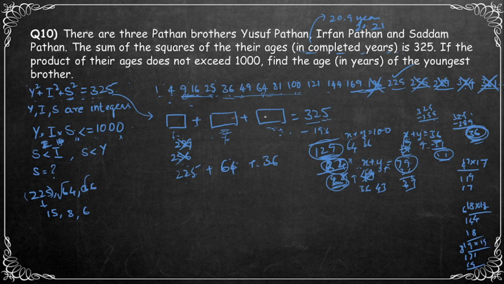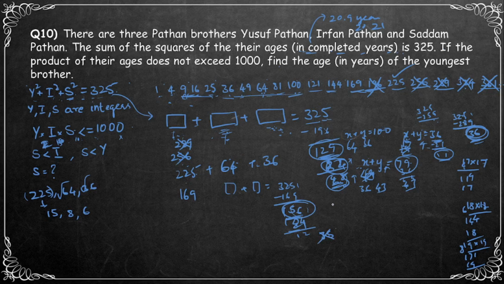Let's go for 169. If I take the first number as 169, I have room for two numbers such that their sum is 325 minus 169, which is 156. So if I take 144, I should have 12, which is not a possibility. If I take 121, I should have 35, which is also not a possibility. If I take 100, I should have 56. It is not a possibility.